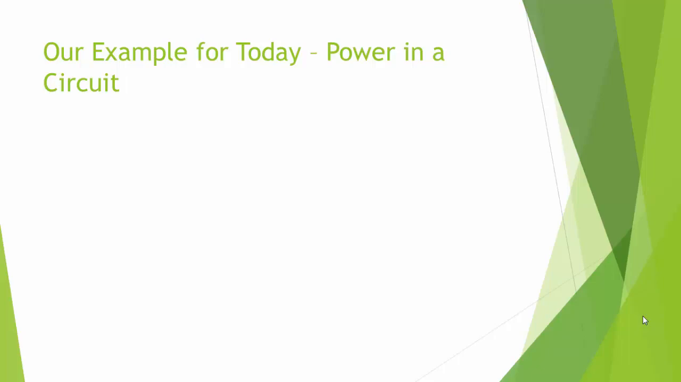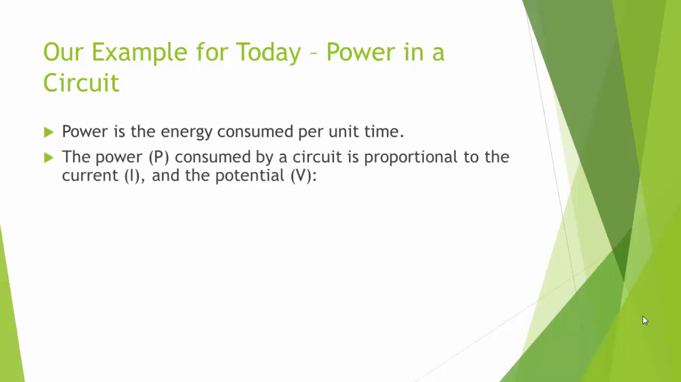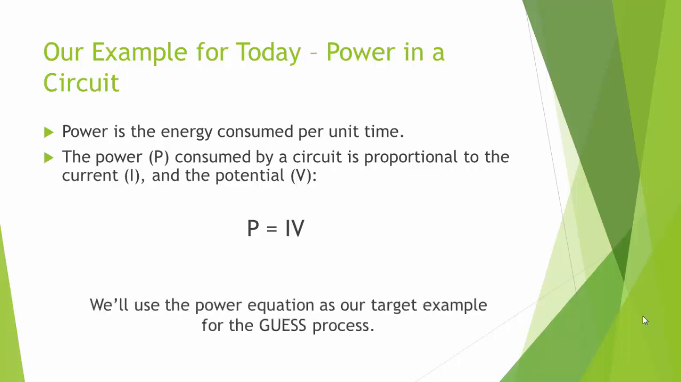You may remember it from science class. But if you don't remember that power is the energy consumed per unit time, or the power generated per unit time, it's okay. We can cover that quickly right now. So the power, represented by a capital P, is consumed by a circuit, and it's proportional to the current and the potential. So the equation looks like this. P equals I, the current, times the potential, V. We'll use this power equation as our target example for the GUESS process that we're going to show now.